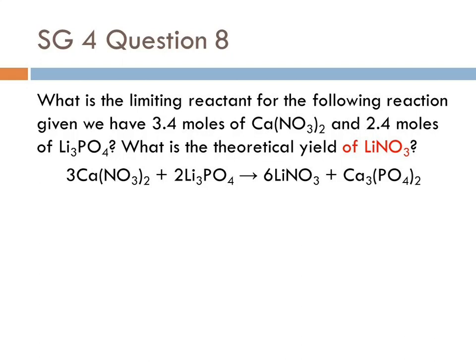Okay, so let's organize our information here. 3.4 moles of calcium nitrate. So let's write that under calcium nitrate in the equation. And 2.4 moles of lithium phosphate. 2.4 moles of that. And the question, what's the theoretical yield of lithium nitrate? So over here, question mark.